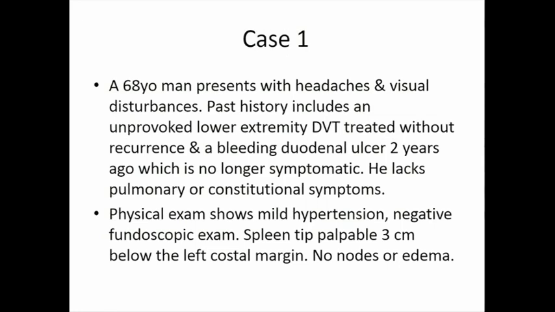Case 1. It's a 68-year-old man who presents with headaches, visual disturbances, a past history that includes an unprovoked lower extremity DVT, treated without recurrence, and a bleeding duodenal ulcer. He's no longer symptomatic from these, and he lacks pulmonary or constitutional symptoms. Physical exam shows mild hypertension, a negative fundoscopic exam, palpable spleen, and no nodes or edema.